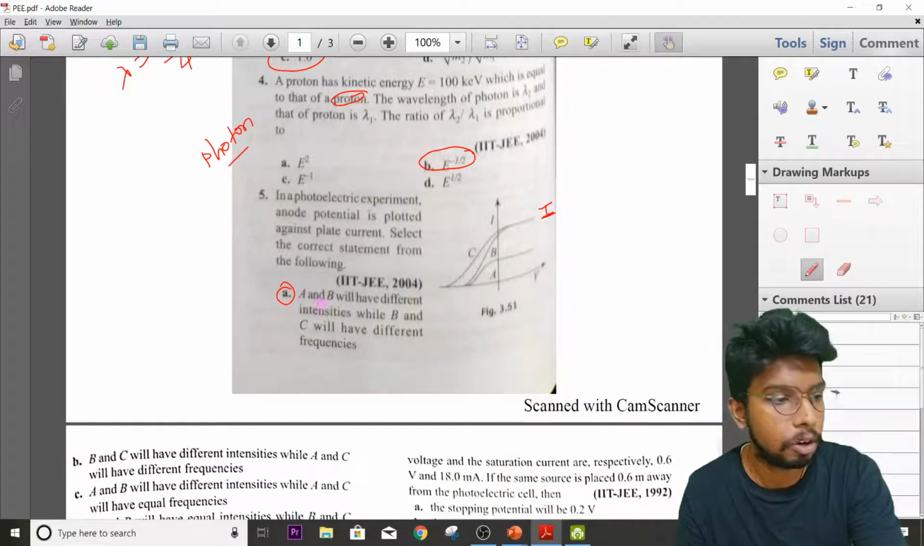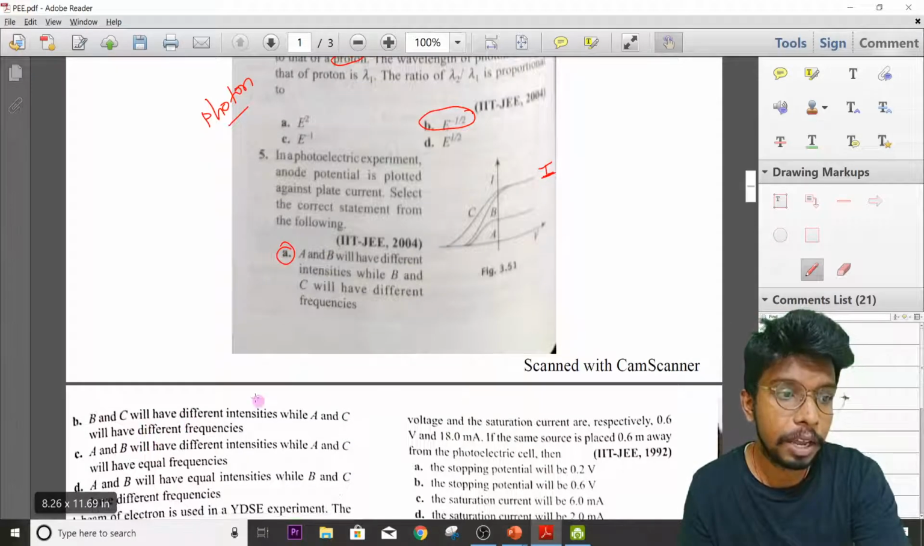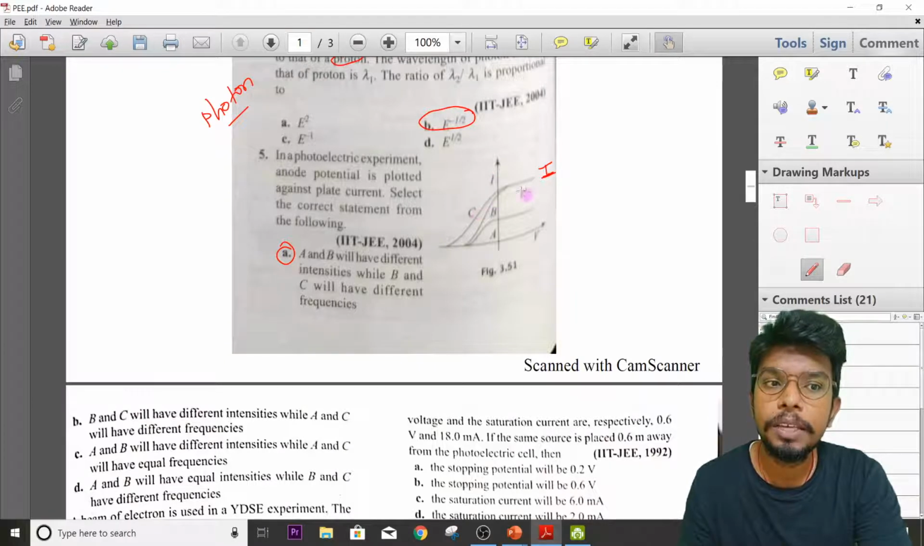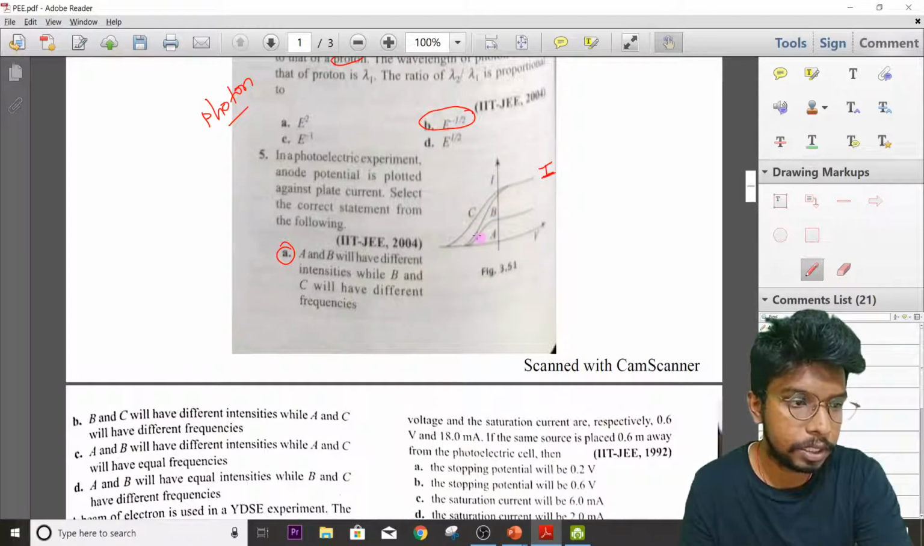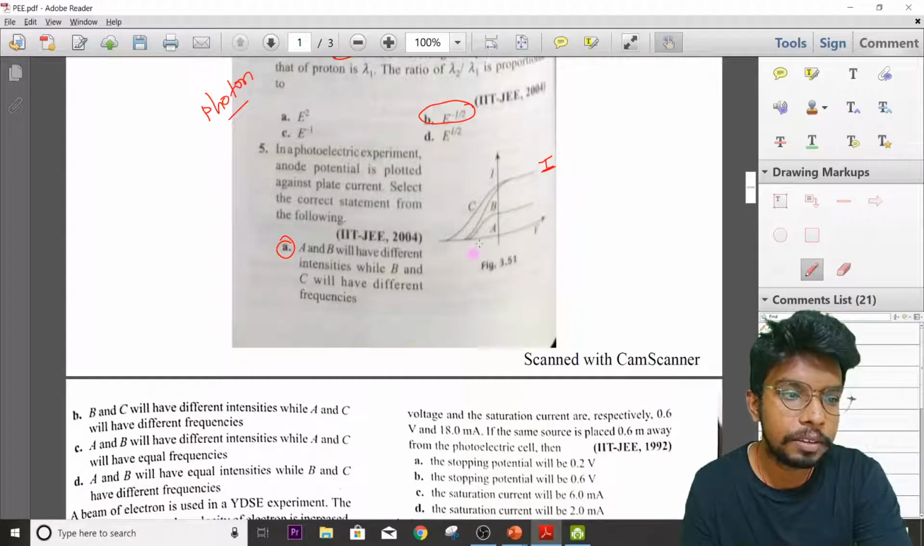Still, let's check the other options. B and C will have different intensities? No, B and C have same current, so effectively B and C will have the same intensities. That's the wrong option.